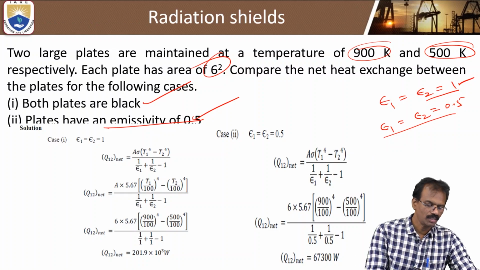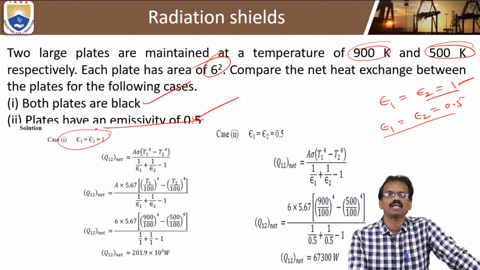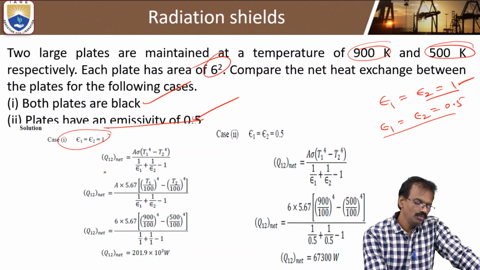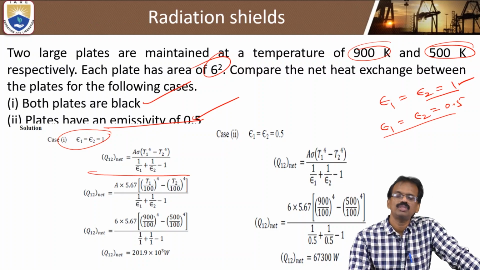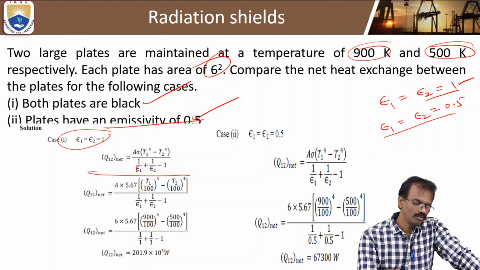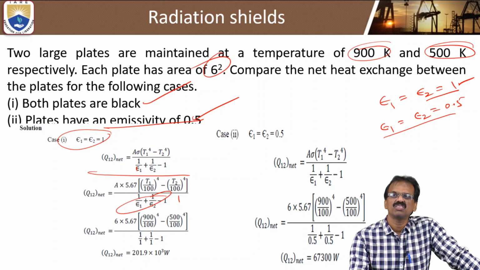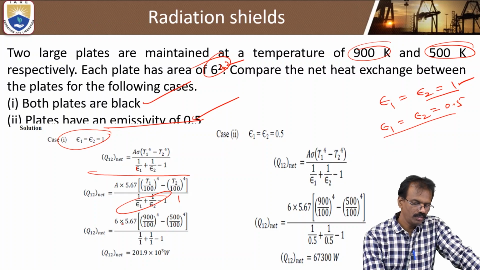Okay. So the first condition, epsilon 1 is equal to epsilon 2 is equal to 1 because it is a black body. So then you know the formula for the rate of heat transfer between the two surfaces, that is sigma A into T1 to the power 4 minus T2 to the power 4 by 1 by epsilon 1 plus 1 by epsilon 2 minus 1. So epsilon 1 value 1, 1 minus 1 means 1. So this value is equal to 1. Then we can substitute the values of temperatures also. So temperatures 900 Kelvin and 500 Kelvin. Area is also given, 6 meter square. The area is equal to 6.